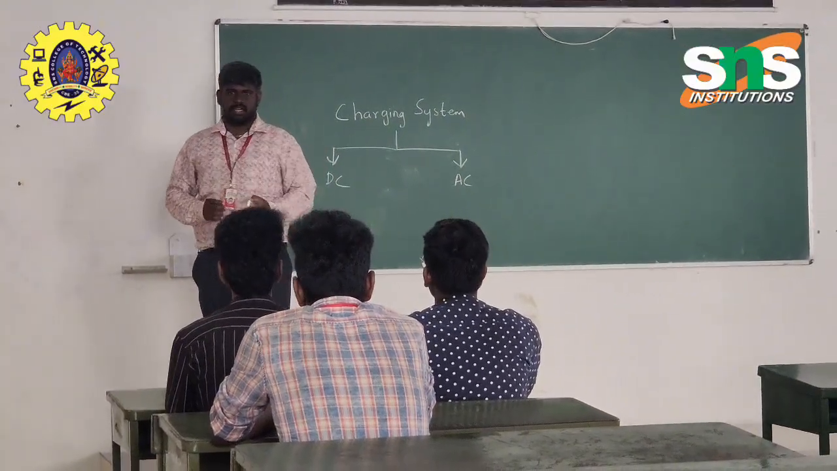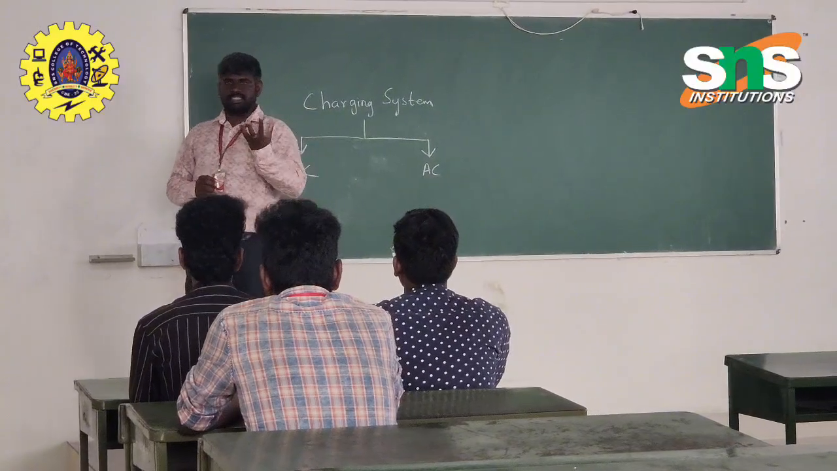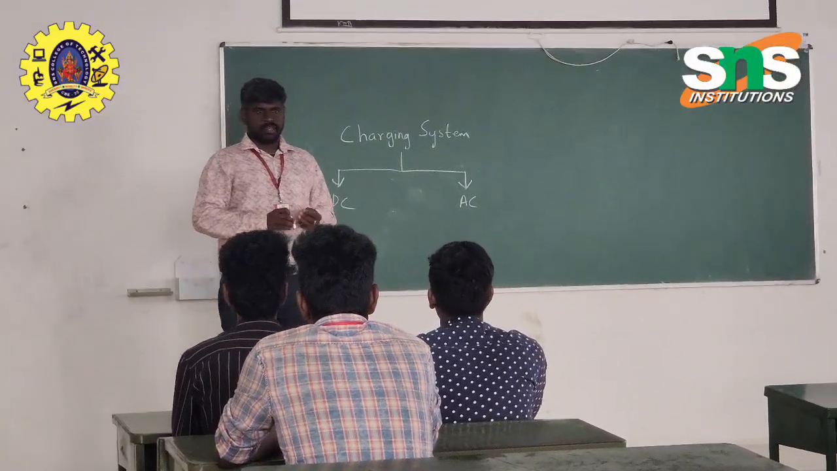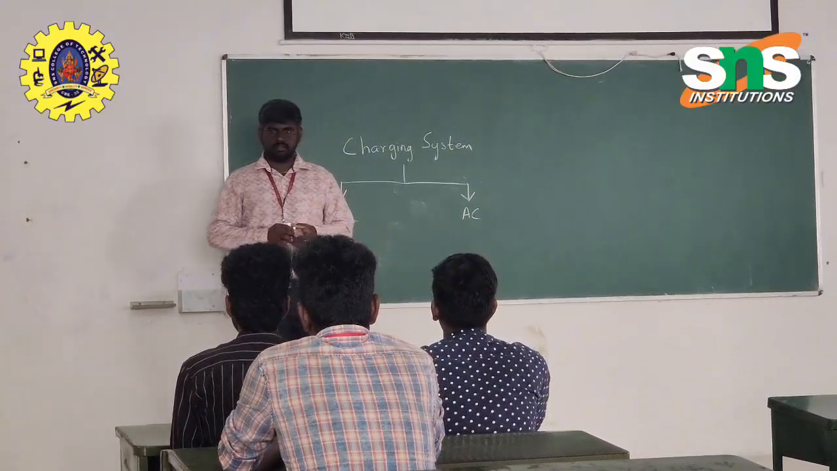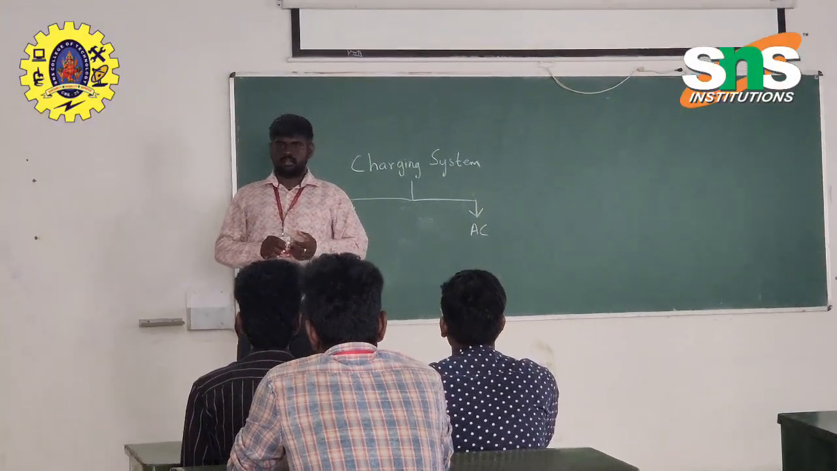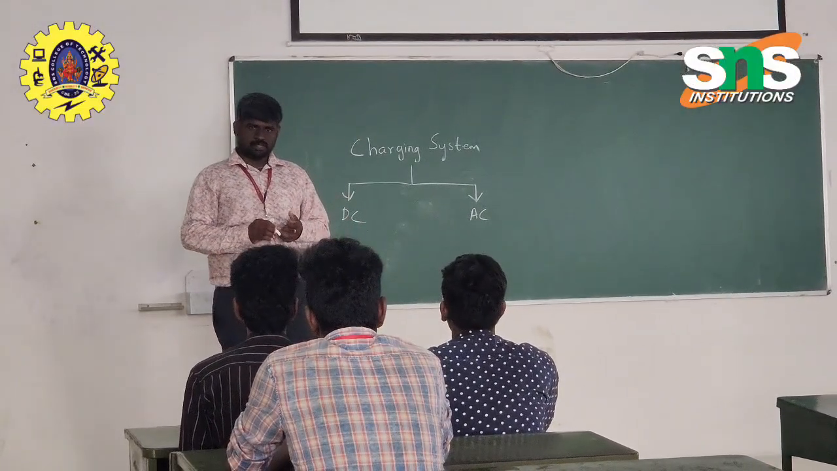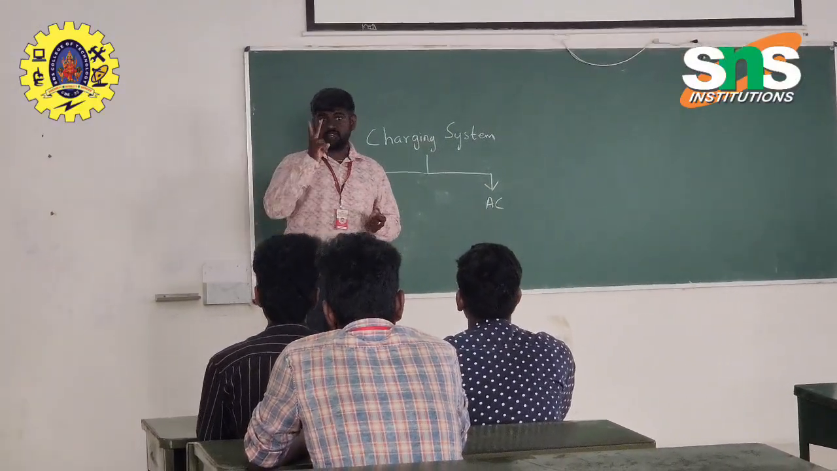Could anyone say how this generator works? What is the basic principle of a generator? Can you spell out what components are involved in the generator? Basically, it has coils. Good. Battery. Good, very good. Super, very good.